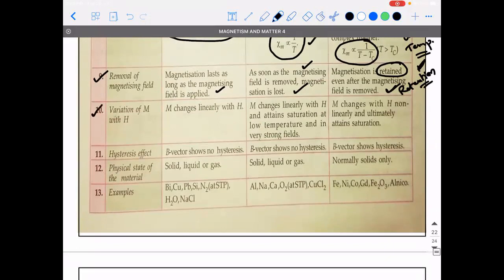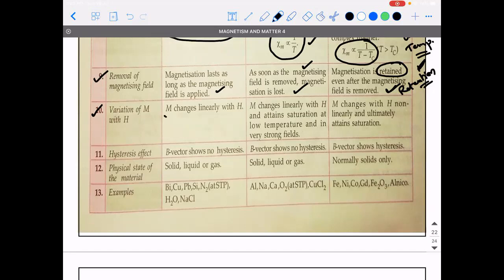Next is variation of M and H. What does M stand for? M stands for intensity of magnetization, and H stands for magnetizing field intensity.